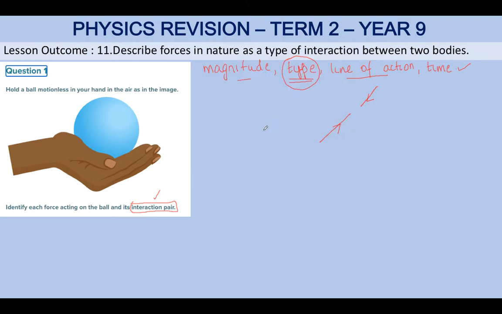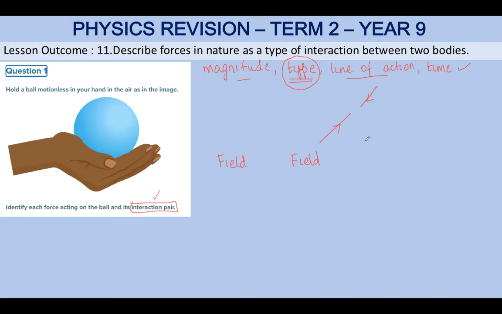Type means if one force is a field force, the other one also will be a field force, or the description of one of the forces will be the same for the other force as well. With this example, I will explain it to you, and you will understand it better. So the similarities of the two pair forces related to Newton's third law are: one, magnitude; the second, type of force; third, line of action; and the fourth, the time for which the two forces are acting on each other.